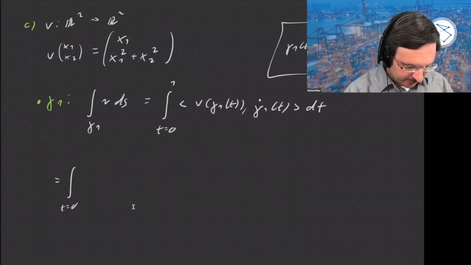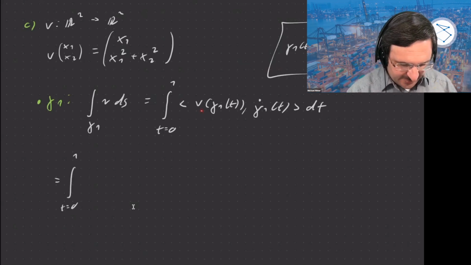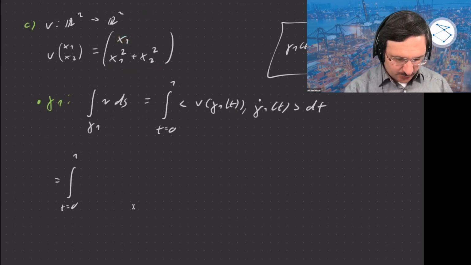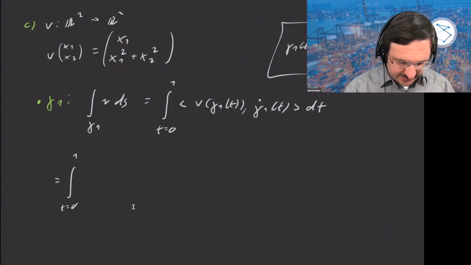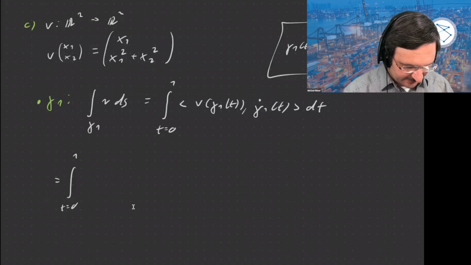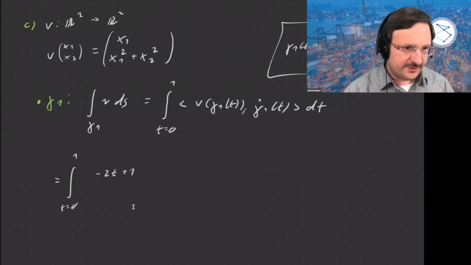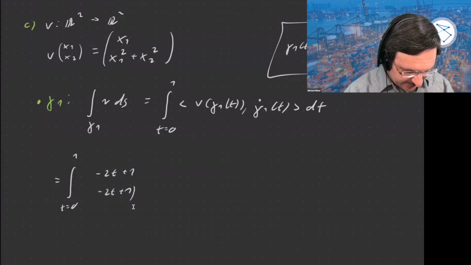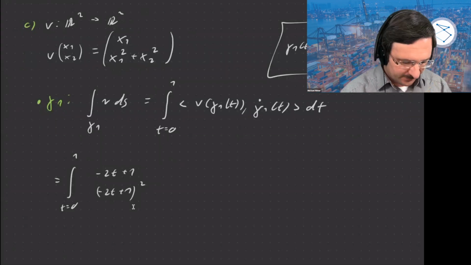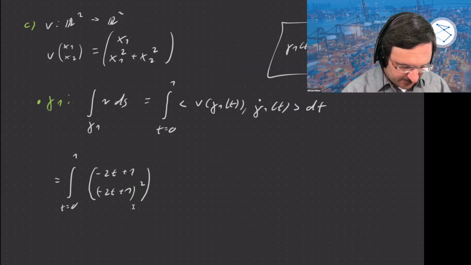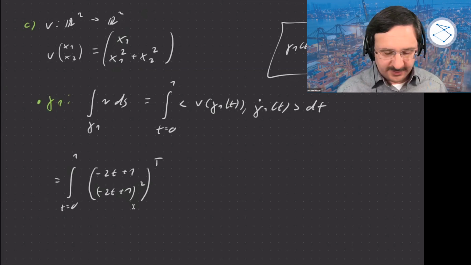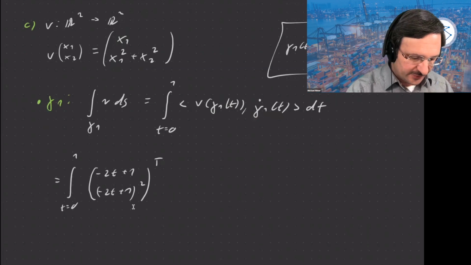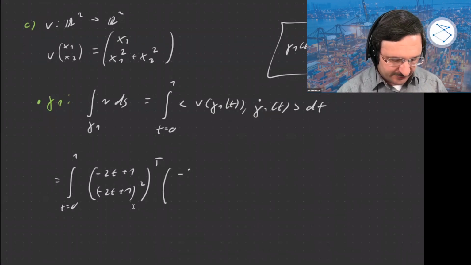So what do we get for the integral? Well, first part is this V of gamma 1. V is (x1, x1 squared plus x2 squared). So if we substitute this for x1 and this for x2, then what we get is minus 2t plus 1. That's the first coordinate. And then (minus 2t plus 1) squared plus 0 squared. Right, so that's the first part of our scalar product. And then we multiply this one, or the transpose of this vector, with gamma 1 dot. So we need to compute the derivative of this vector here. And that is given by (minus 2, 0).